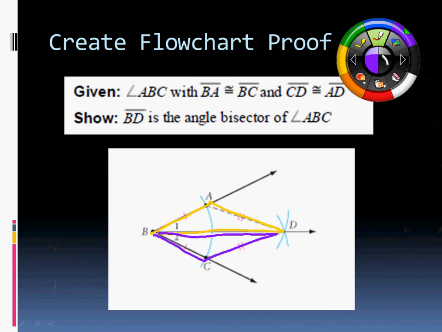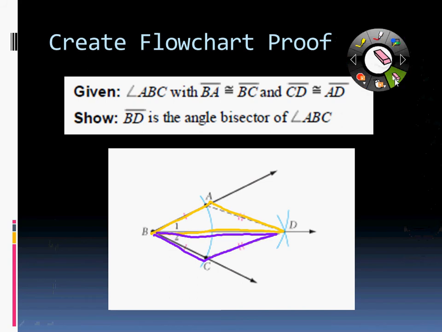In order for me to say that BD is the angle bisector, I need to say that angle 1 and angle 2 are congruent to each other. So if I could prove that angle 1 is congruent to angle 2, that's the definition of a bisector. An angle bisector splits up an angle into 2 equal angles. And that means that angle 1 and angle 2 would be congruent to each other. But angle 1 and angle 2 are both in these triangles. And in these triangles, I can see I already have sides that are congruent here. I have 2 sides that are congruent.